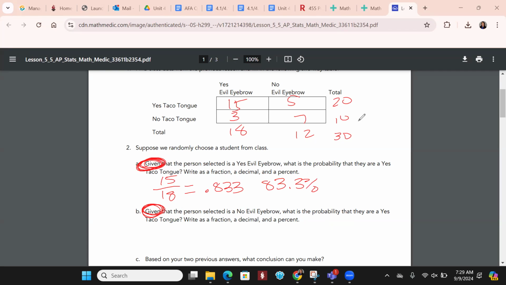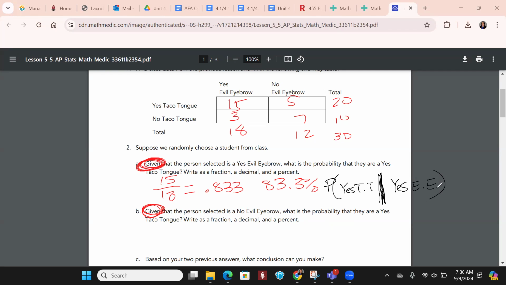If we wanted to write this out in mathy way, we would say the probability of yes, taco tongue, given, so that line is given, yes, evil eyebrow. So again, the way you read this is probability of yes, taco tongue, given yes, evil eyebrow.